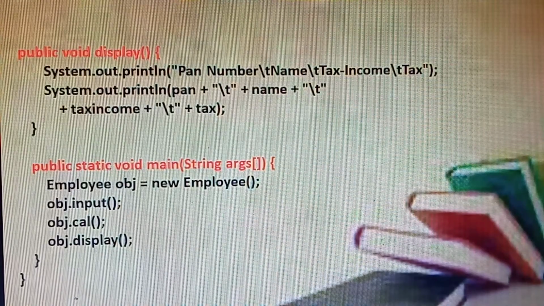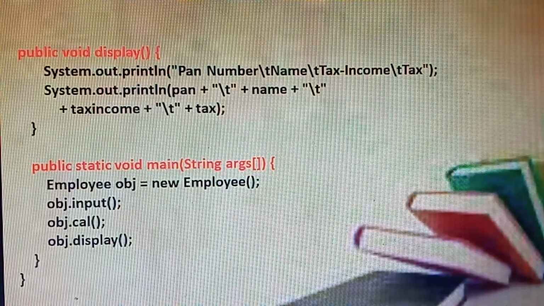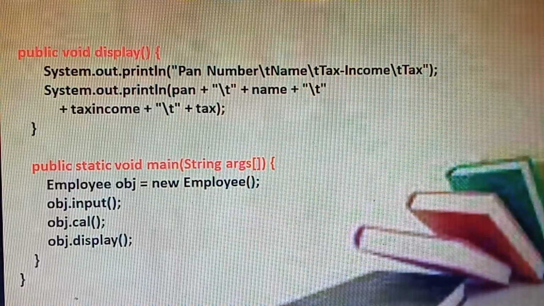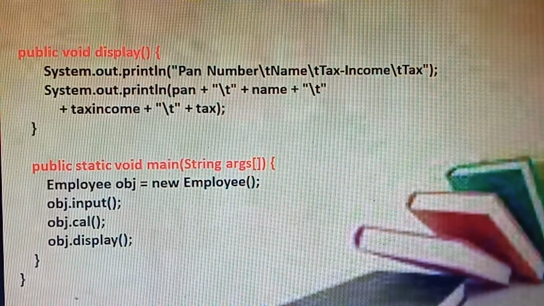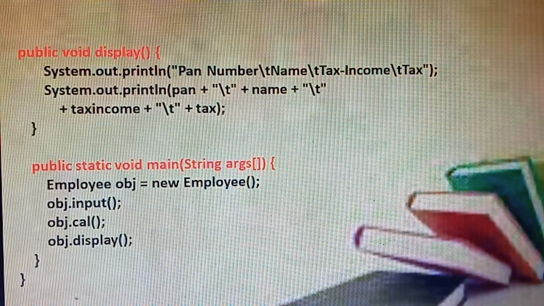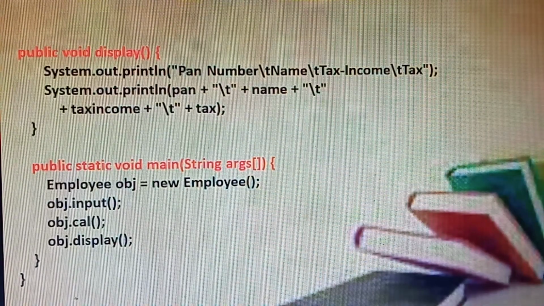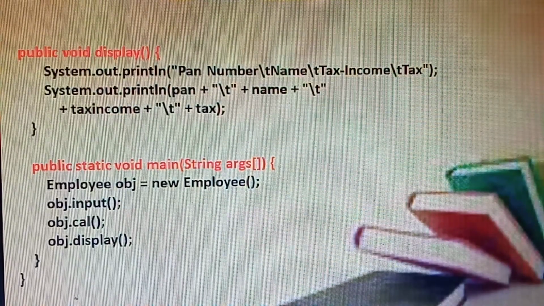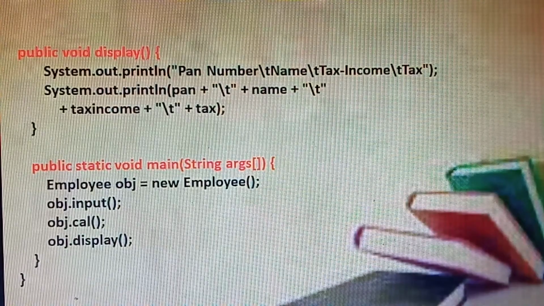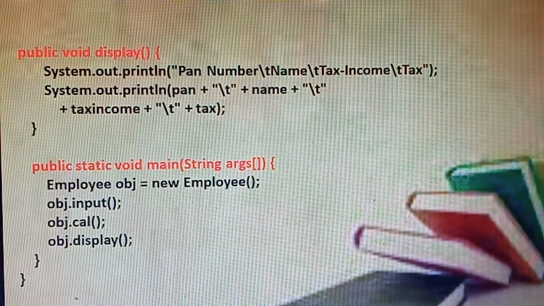Now public static void main part, where we are creating an object of the class and calling the methods one by one. What was that? obj.input, obj.calculate and obj.display. So in this way you can do the program of Employee.